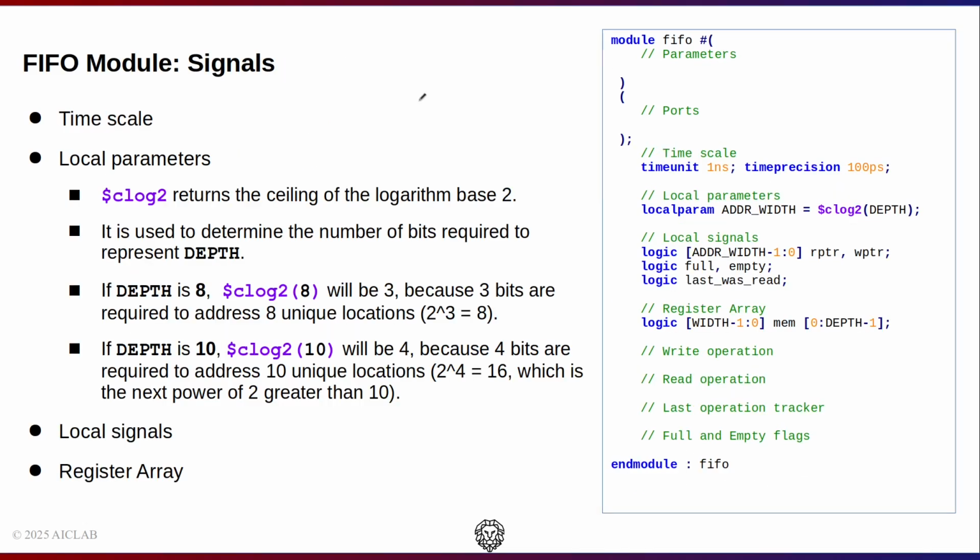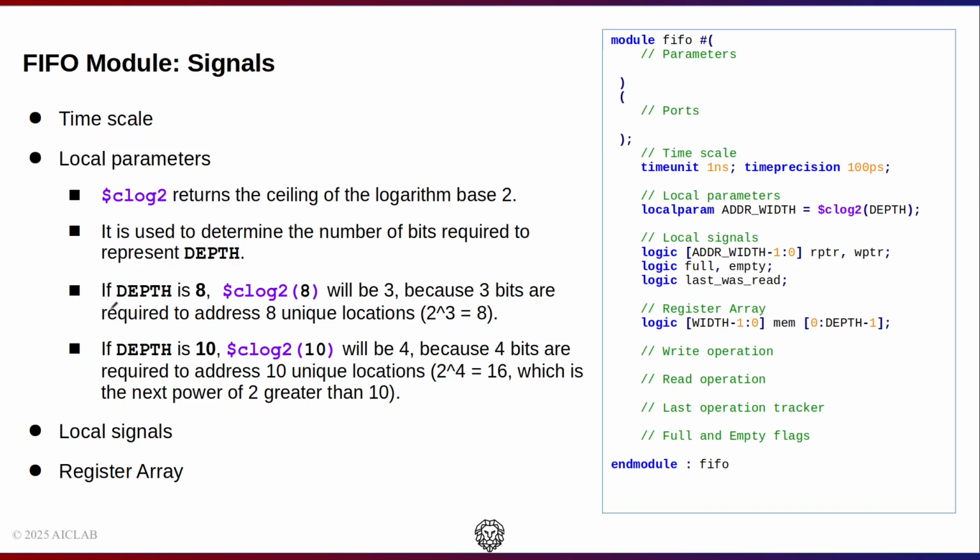Next, we declare signals. Time scale. We set the time unit to 1 nanosecond. To compute address width from the depth, we use the SystemVerilog clog2 function. clog2 returns the ceiling of the logarithm base 2.